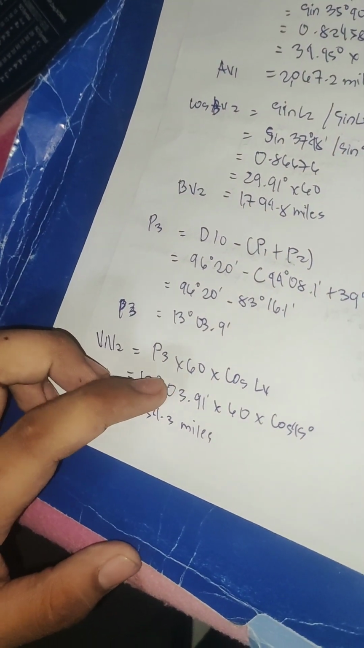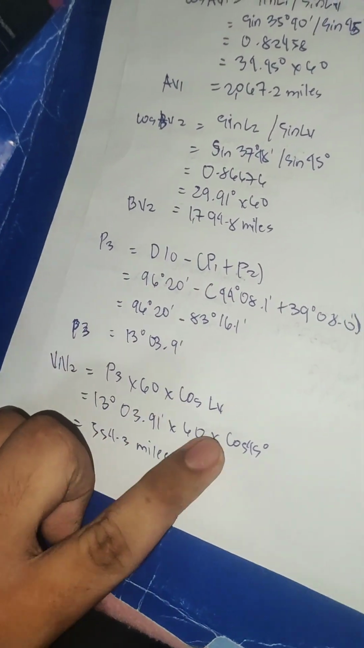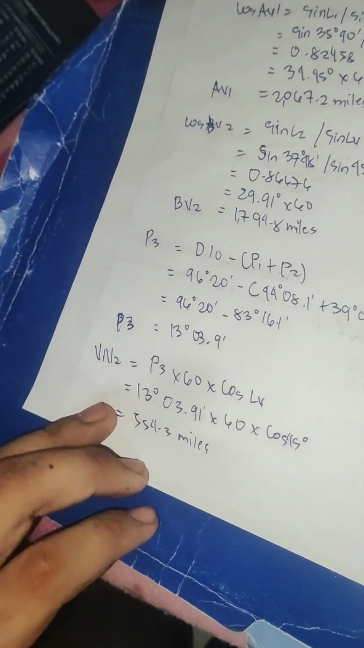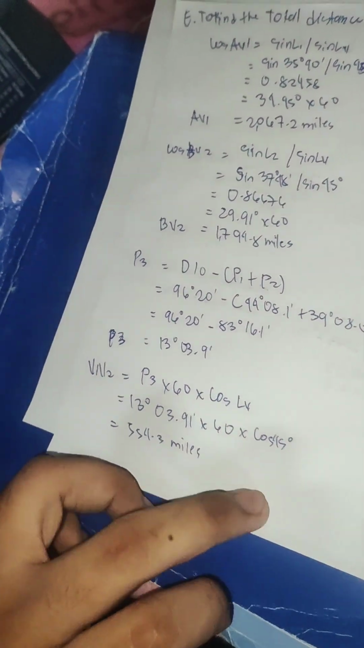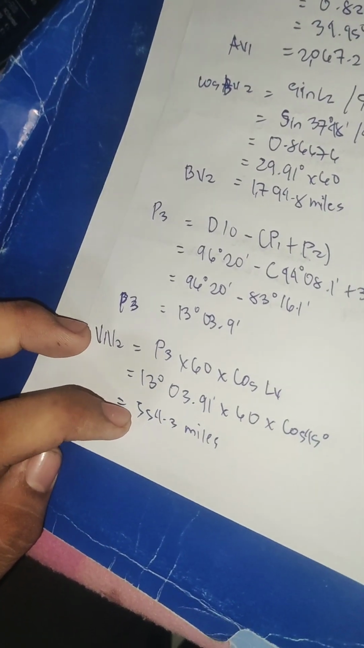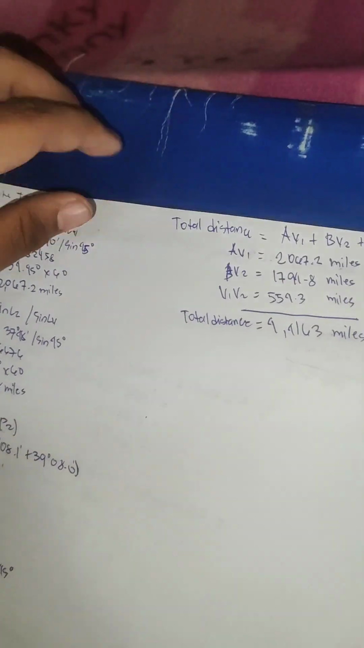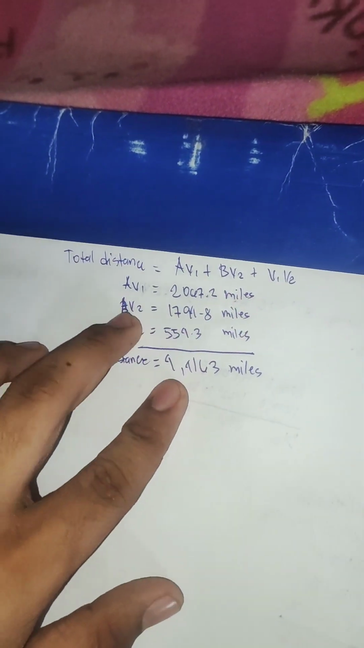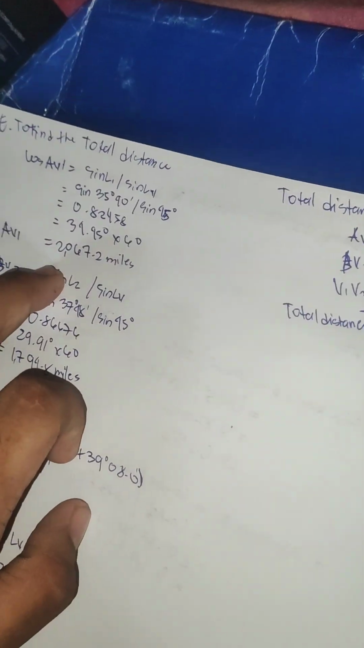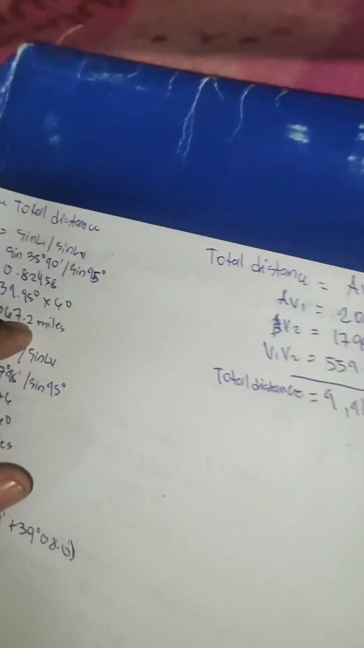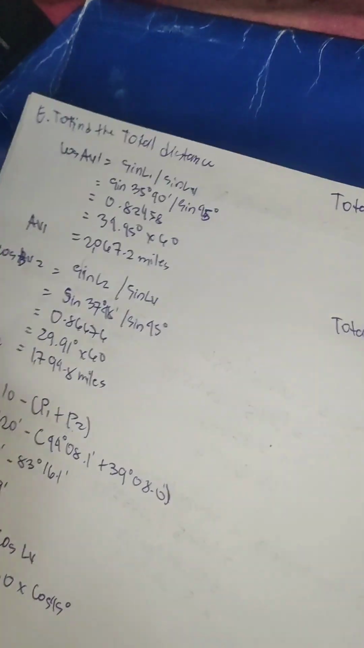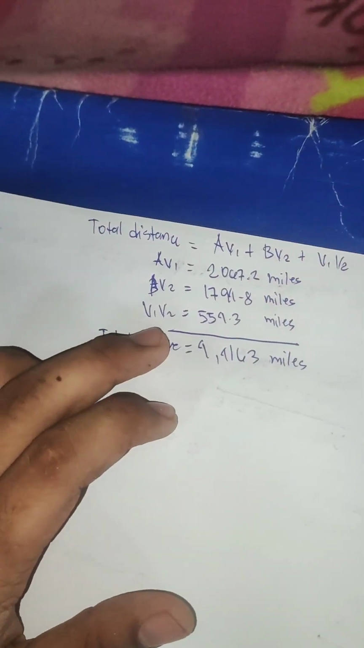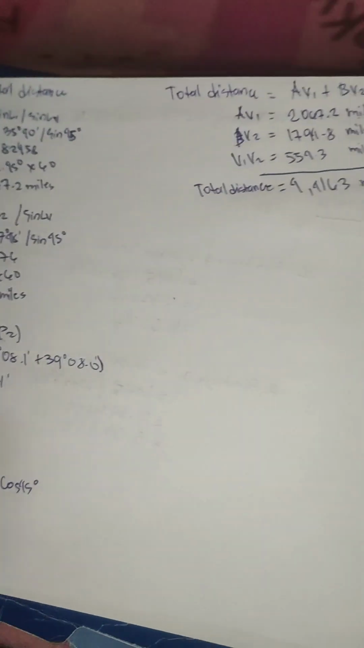Last, to find the total distance, you need to find V1V2. It is equal to P3 times 60 times cos LV, where P3 is equal to 13 degrees 03.91 minutes times 60 times cos 45 degrees. And the answer is 554.3 miles. Our total distance is equal to AV1 plus BV2 plus V1V2. AV1 is equal to 2067.2, BV2 is equal to 1794.8 miles, and V1V2 is equal to 554.3 miles.